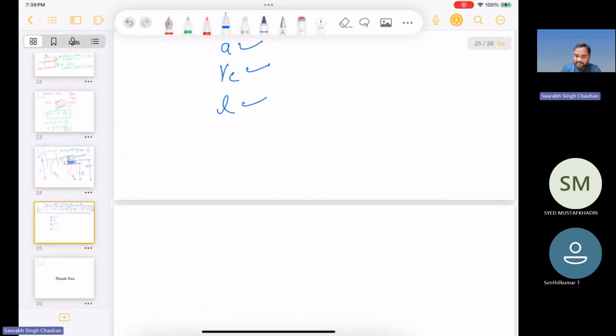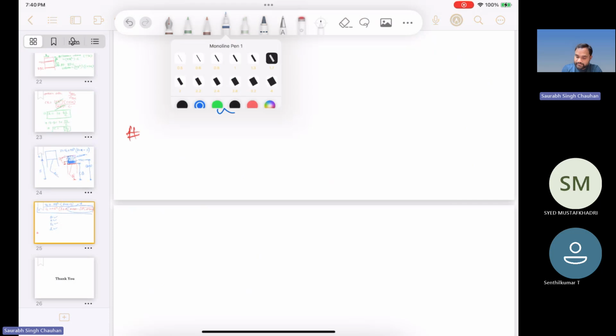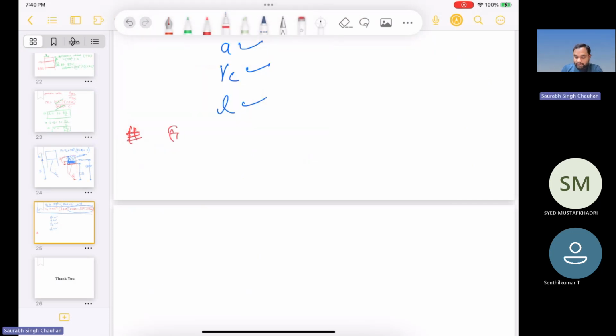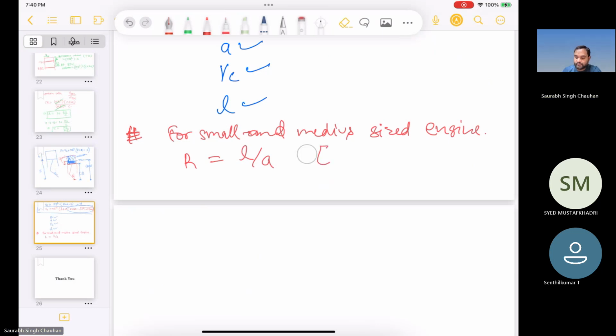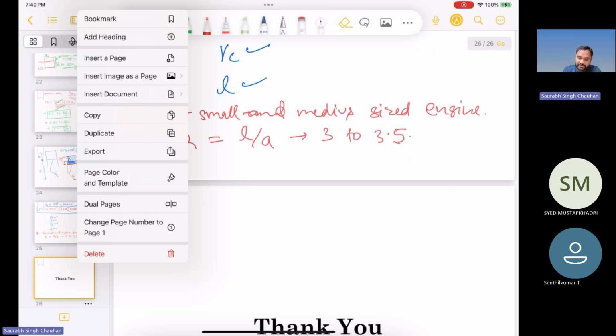So let me write the length of connecting rod. We need to take some value. Ideally it should be given in the question, but it is not complete, I think. So for small and medium sized engines, the ratio of connecting rod length to the crank radius is usually in the range of 3 to 3.5. Okay, so this is a design parameter. In most engines, this ratio is approximately 3 to 3.5. Since it is not given in this question, we will assume.